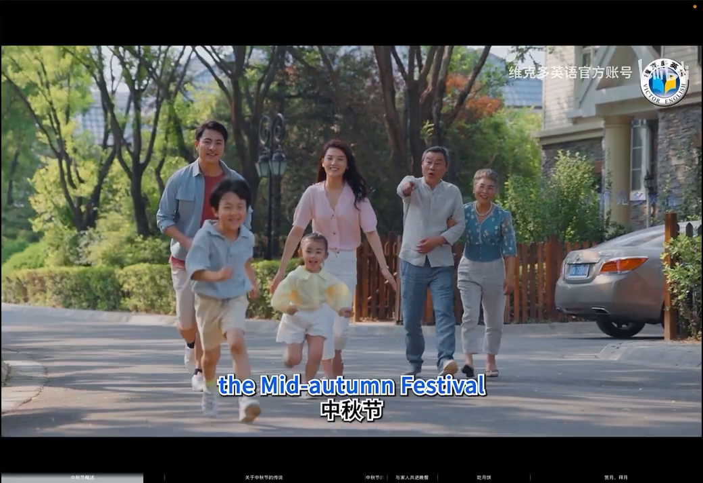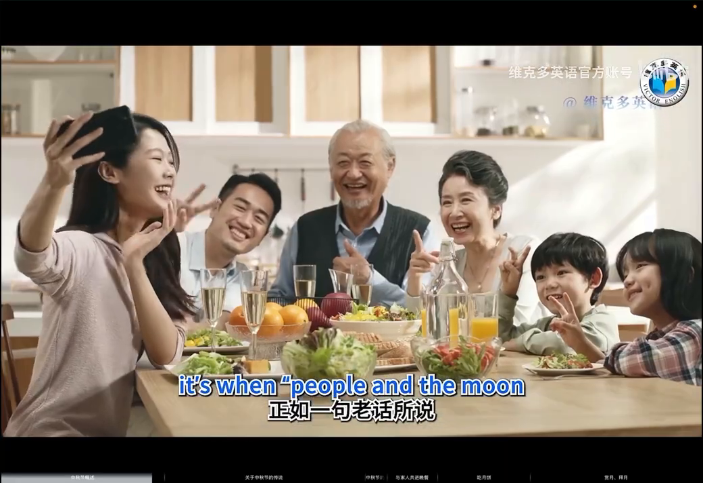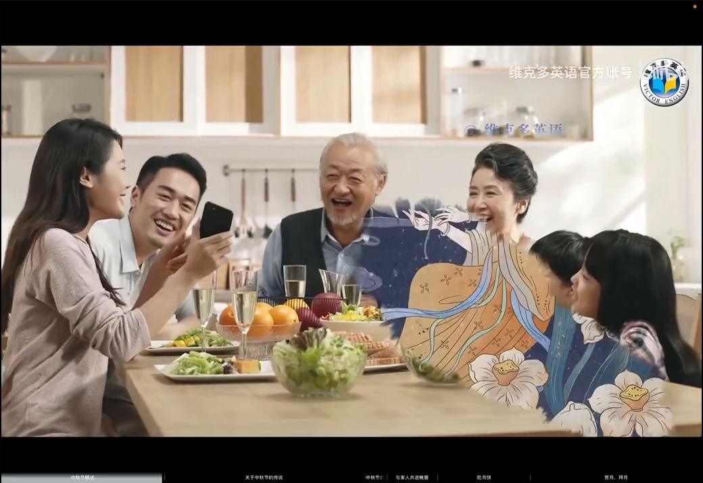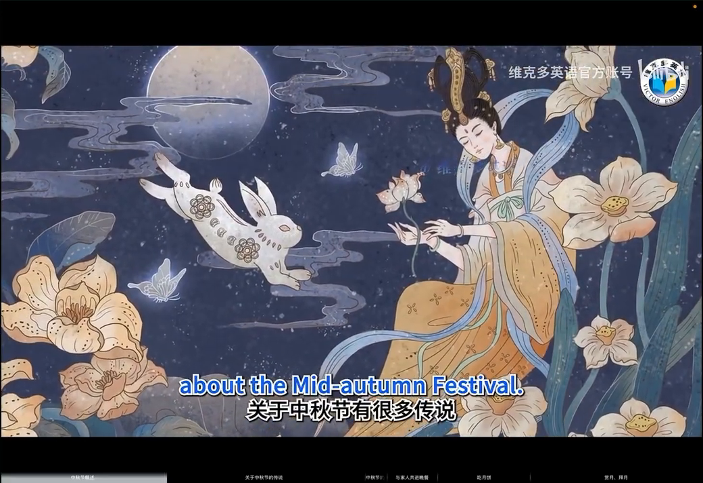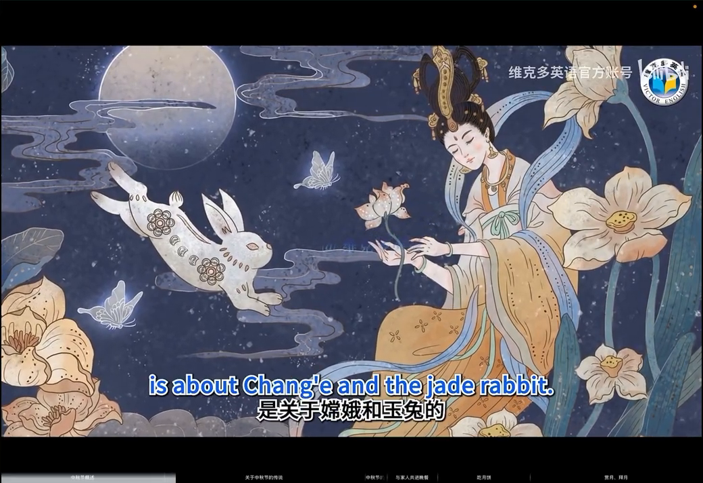Today, the Mid-Autumn Festival is a very important family gathering. It's when people and the moon reunite to form a full circle, as an old saying goes. There are many legends about the Mid-Autumn Festival. The most popular one is about Chang'e and the Jade Rabbit.